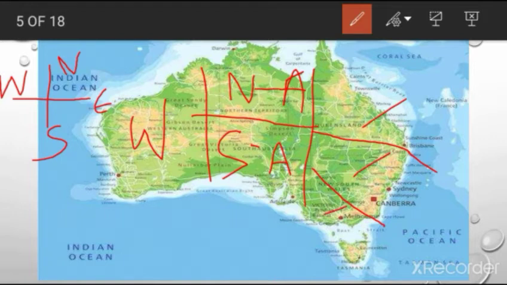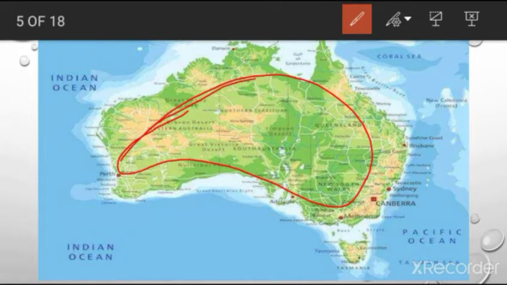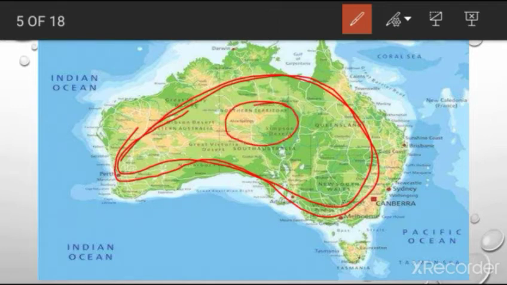The capital city of Australia is Canberra. See, this is our Canberra. What is the capital of Australia? Canberra, right? And the largest city of Australia is Sydney. Sydney is very famous, right? So Sydney is the famous and largest city of Australia. If you see here, in these places the population is very high, but at the center of this country the population is very scarce due to the scarcity of rainfall. Okay, let's move on to the topic.